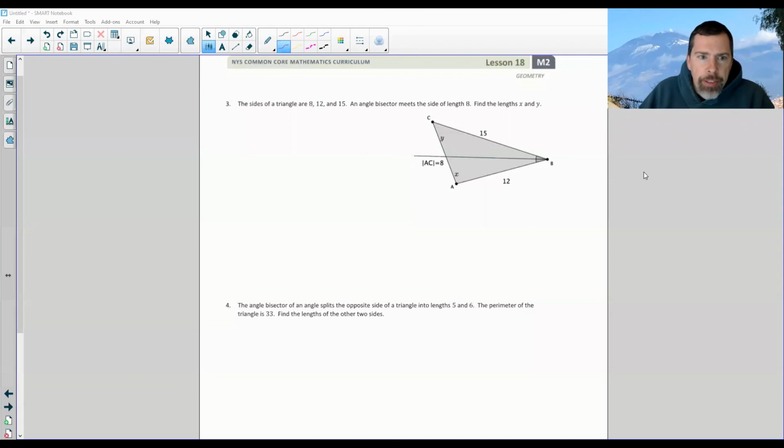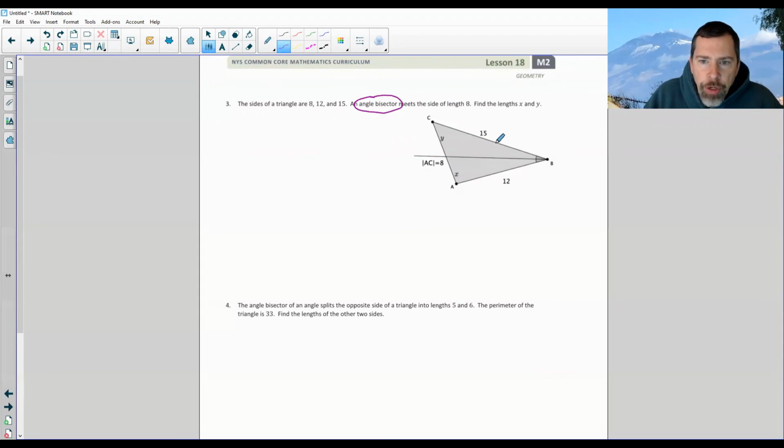Okay, page 3, exercise 3, pause the video, see if you can do this, and then here we go. So the key to this is they give the side lengths, the whole thing, 8, 12, 15, and an angle bisector. That's the key here. If this is bisecting, then we can set up the proportion. It meets the side AC, length 8. Find x and y. Find the lengths of these two pieces.